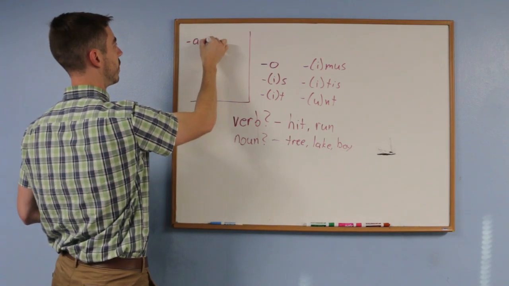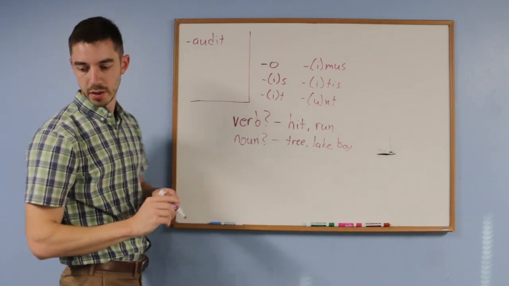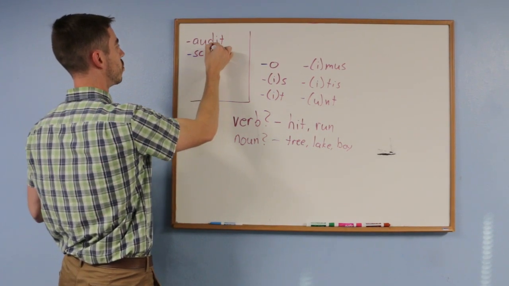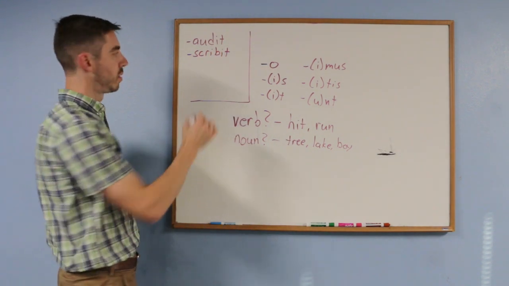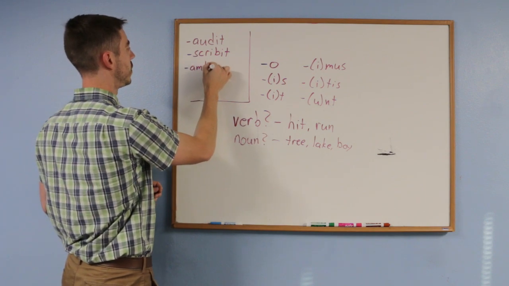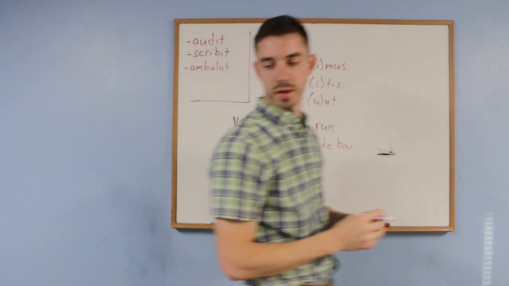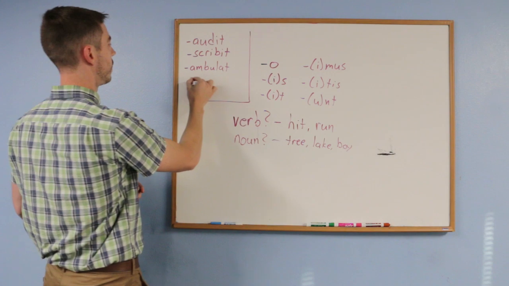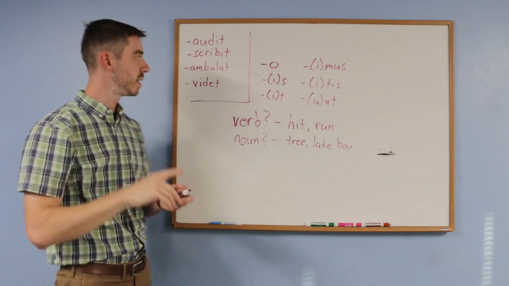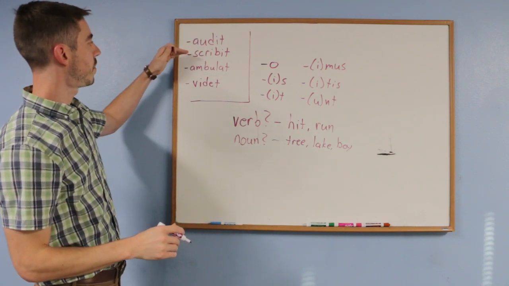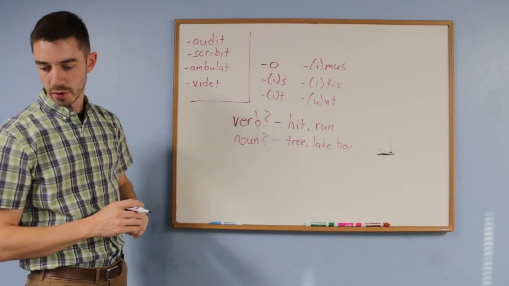Okay, we have audit. Remember that means he hears. Okay, we have scribit. Remember that means he writes. We have ambulat. Remember that means he walks. Okay. And then we have videt. Remember that means he sees. Okay. Audit, scribit, ambulat, videt. Those all show action. So those are verbs.